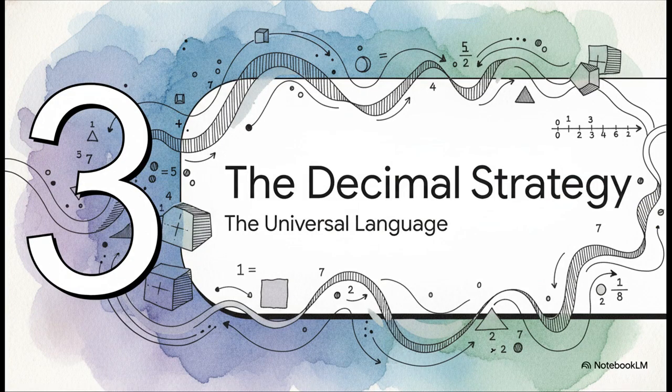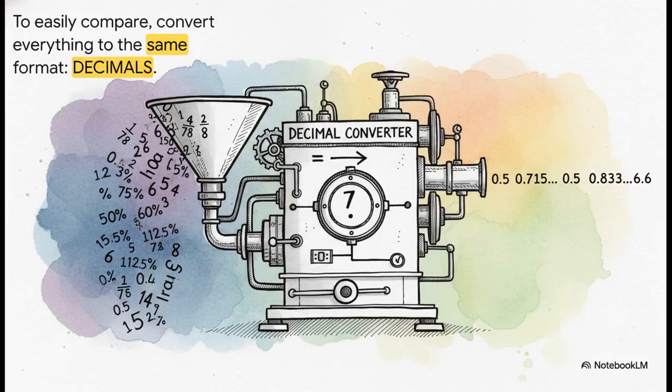So we have the concept, we have the language. Now for the single most powerful strategy that's going to make any comparison a piece of cake. And here it is, the big secret. When you're looking at a jumble of different kinds of numbers, fractions and decimals mixed together, it's tough to compare them. The trick is to convert everything into one universal language: decimals.